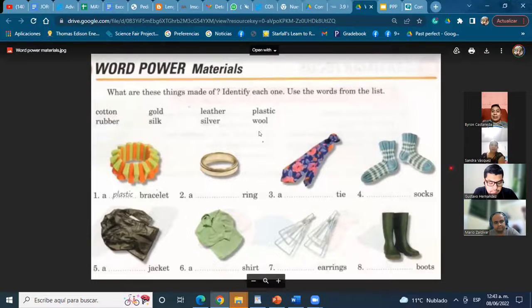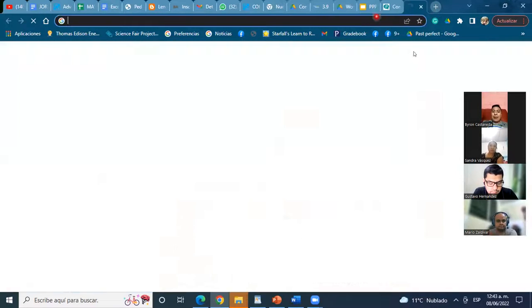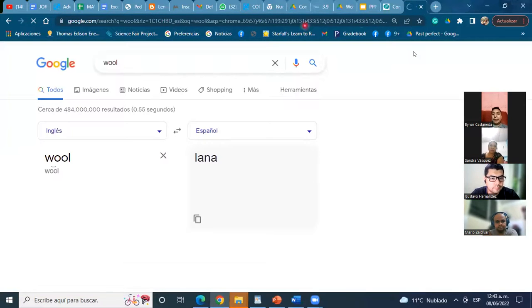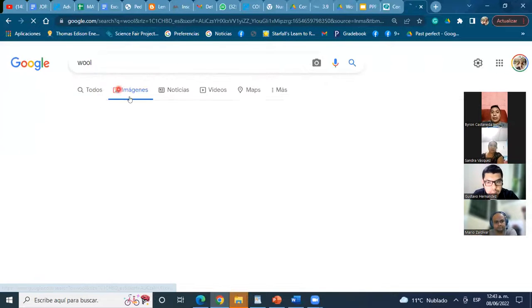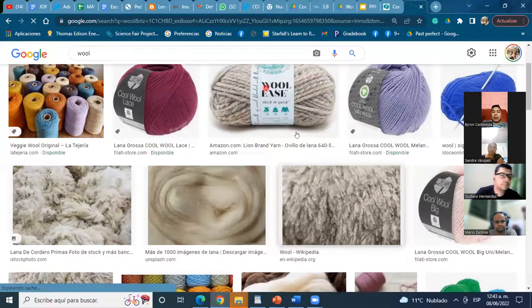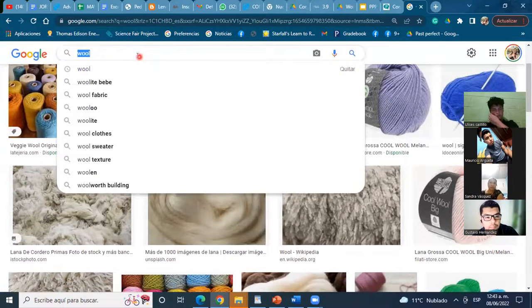Do you have questions about this vocabulary? Yes, right? What does rubber mean? Look. Wool is lana. This is wool, okay? Don't translate it. We're going to put the image. Somebody wanted to see rubber, but let me hold on. Wool. Rubber.